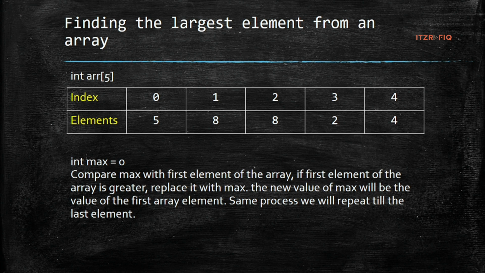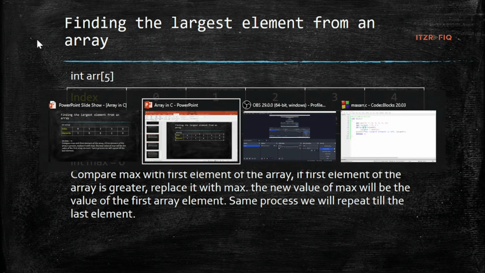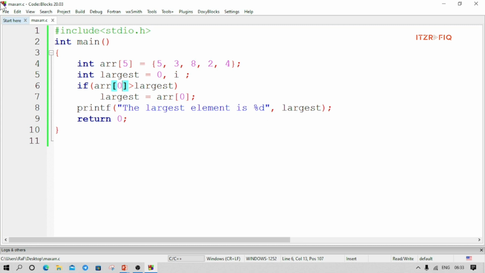Now let's do the program practically. First we will go to the code block. Here we have a simple program. First header file, then main function, and here we have an integer array of size 5, and we also initialize the values as 5, 3, 8, 2, 4. Now here we are taking another integer variable largest, that we give the value 0, means we assume that the maximum number is 0, and one more variable for counter i, which we will require later on.